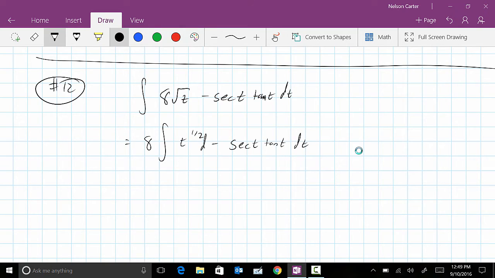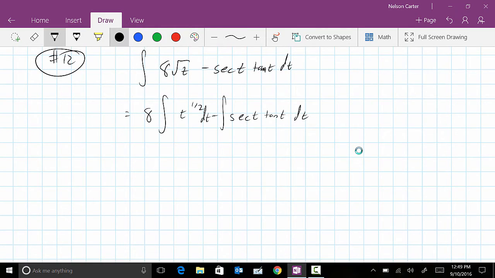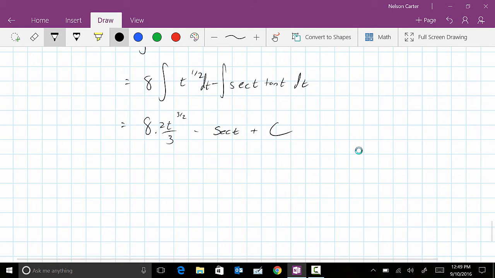I would definitely need to split this one up if I'm going to pull that 8 out, because otherwise I would need to put a 1/8 here to balance it out because I'm factoring. So let's just do that. Otherwise, I'm illegal. Okay, so I've got 8 times t to the power 3 halves over 3 halves. And then minus, the derivative of the secant is the secant times the tangent, so the antiderivative of the secant times the tangent is the secant of t plus c. And now you can clean this up a little bit.